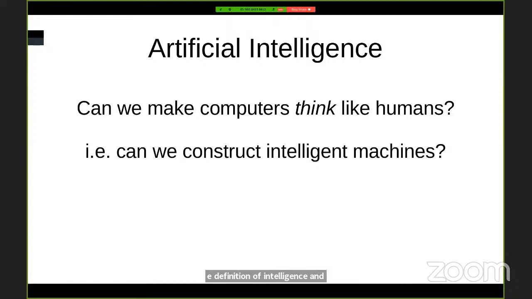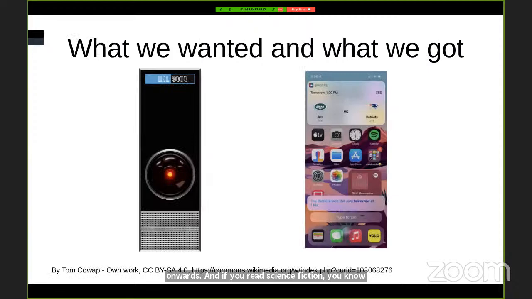And there was a lot of activity from that point onwards. And if you read science fiction, you know that in 2001, we should have a machine like HAL, the computer in 2001: A Space Odyssey, that was intelligent. But what we got instead in 2010 was Siri, which is magical, but unlikely to be defined as intelligent. Okay, but still fairly useful. And that kind of is the view of AI.